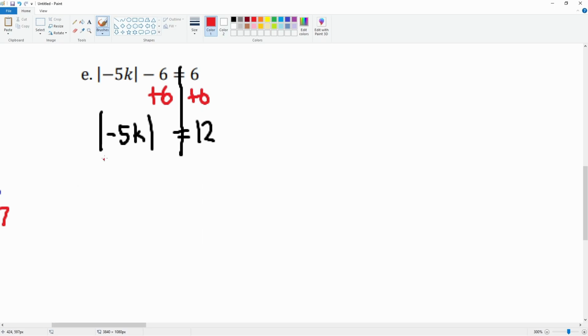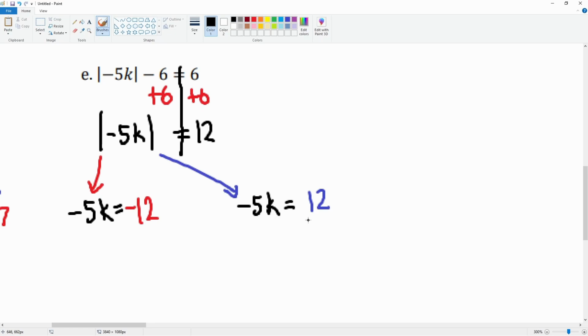Now we can split it. This absolute value means it's going to be equal to negative 12. So here's your negative 5k is equal to negative 12. And this absolute value means it's going to become a positive 12. That is your negative 5k is equal to positive 12.